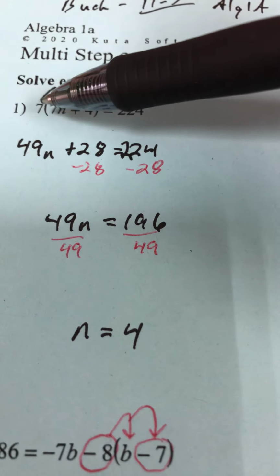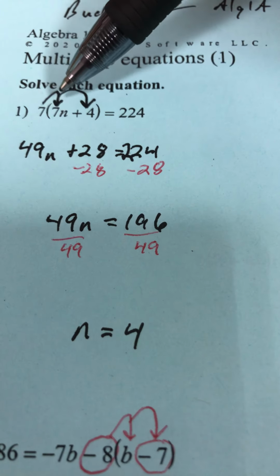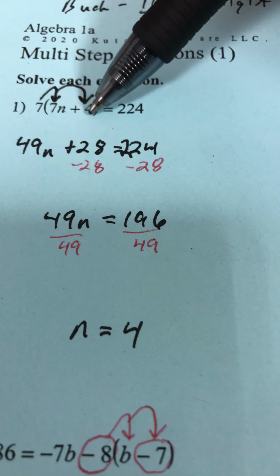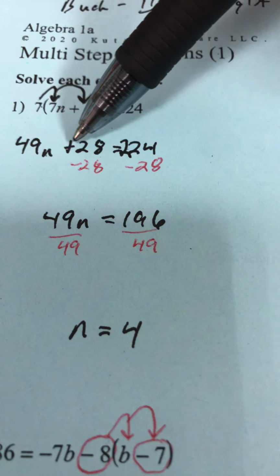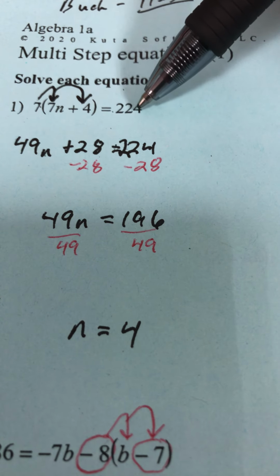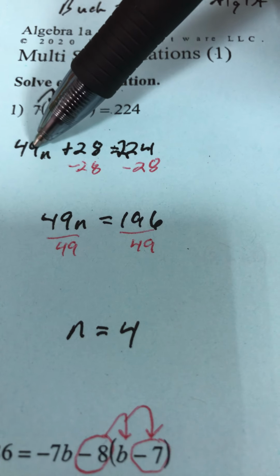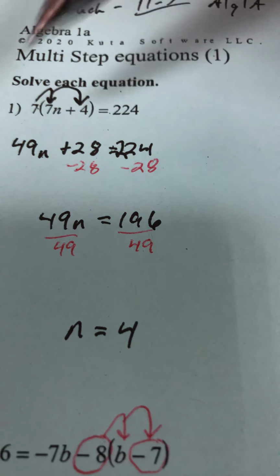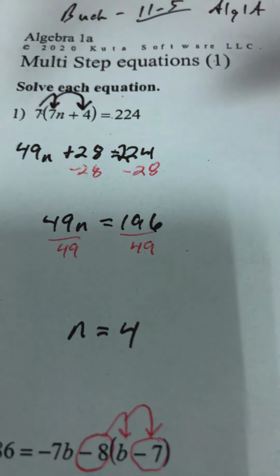We have the distributive property to deal with right off the bat with number 1. I'm going to take 7 and multiply it by 7n, and I'm going to take 7 and multiply it by this positive 4. That becomes 49n plus 28. I just bring down my equals and my 224. So 7 times 7 is 49, 7 times 4 is 28. That's how I got that. So this in black is my new equation.